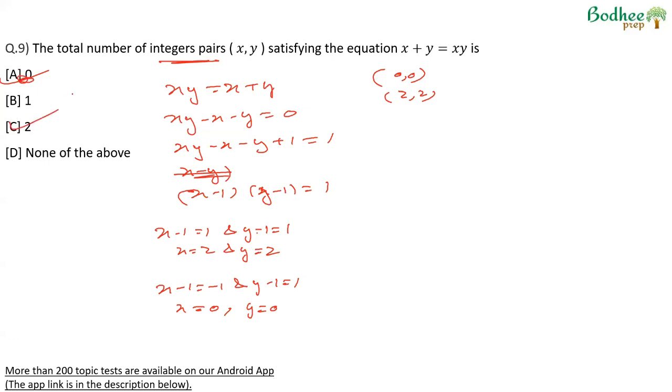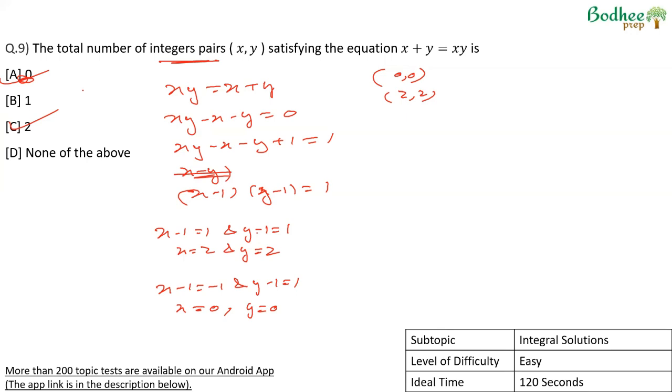Number of integer pairs. Easy question because the format is standard and the number is small. Also, the final value that we are getting is 1. So there are only two cases possible. Attempt time might go up to 2 minutes.